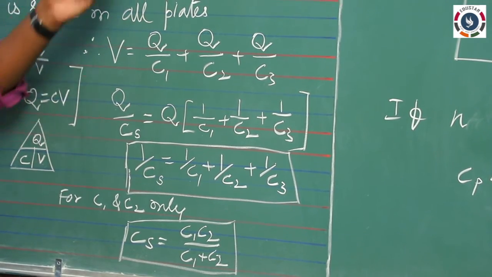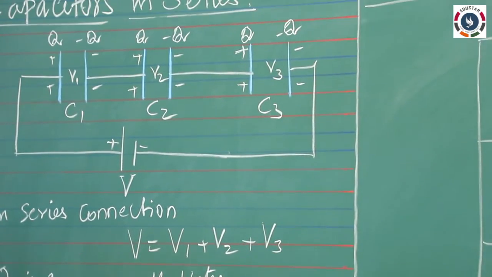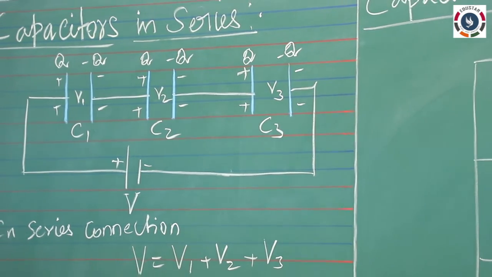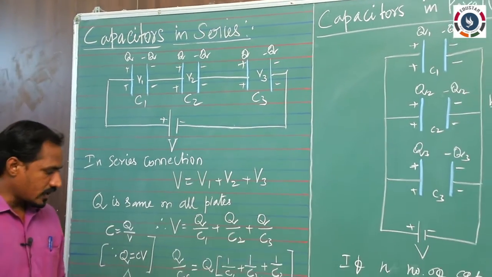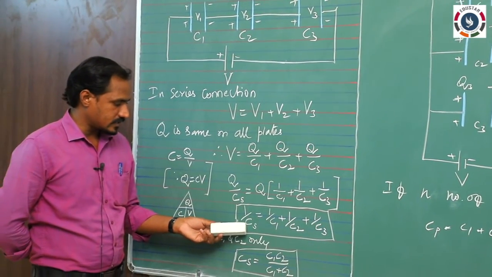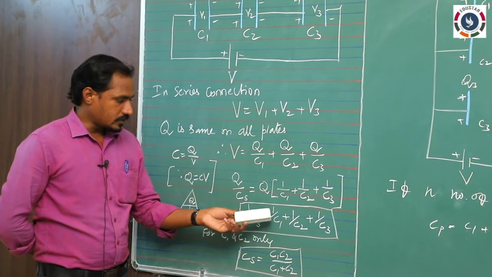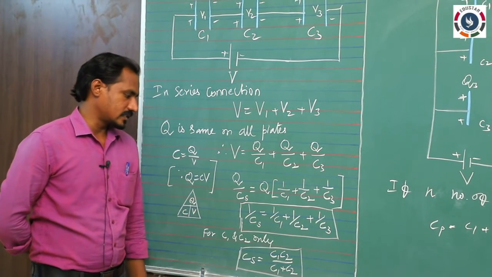So this is in series connection. In the series connection, the reciprocal of the effective capacitance equals the sum of the reciprocals of the individual capacitances.